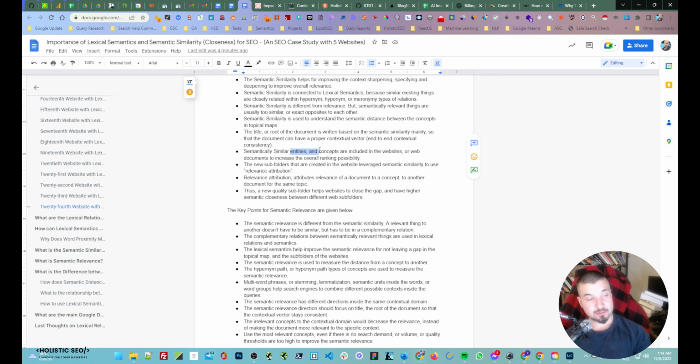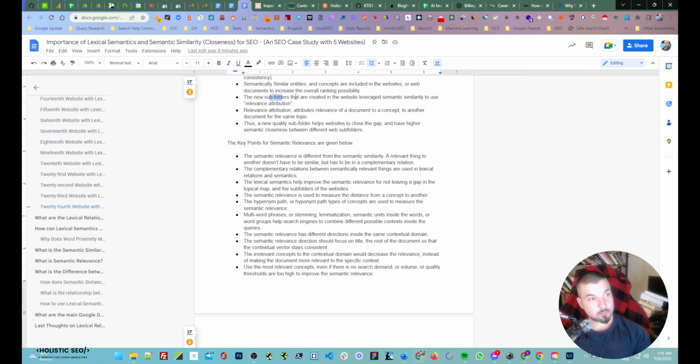Semantically similar entities and concepts are included in websites or web documents to increase the overall ranking possibility. The new subfolders that are created in the website leverage semantic similarity to use relevance attribution. So relevance attribution, again, is a concept that I have found, but it is actually coming mainly from Googlers.